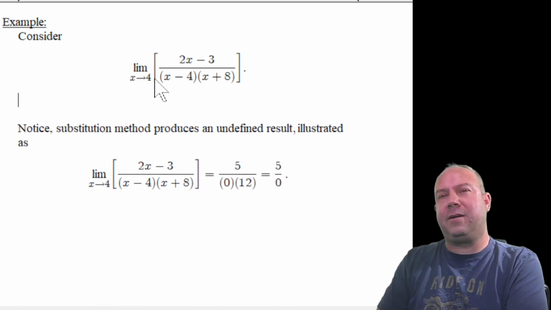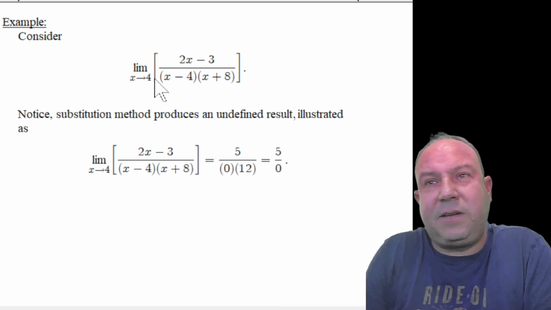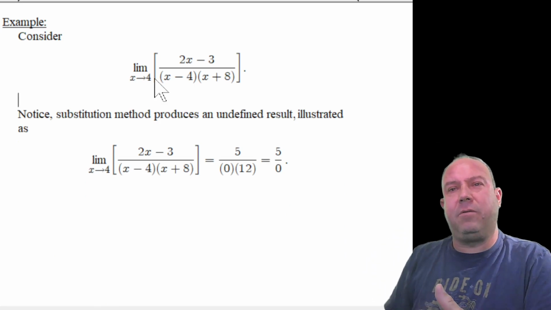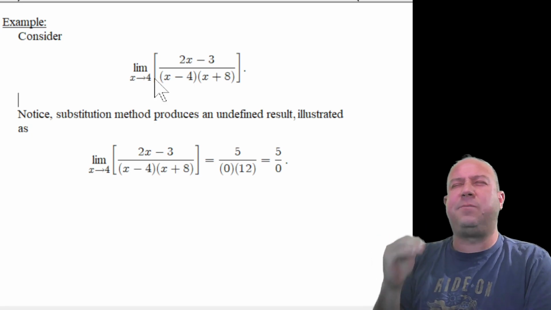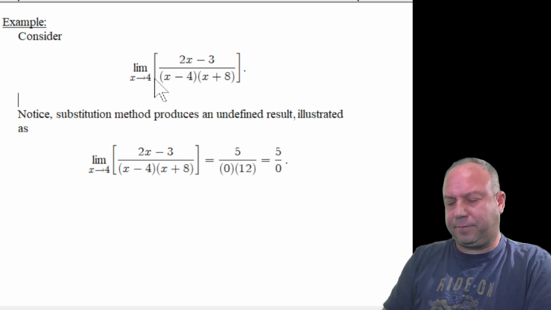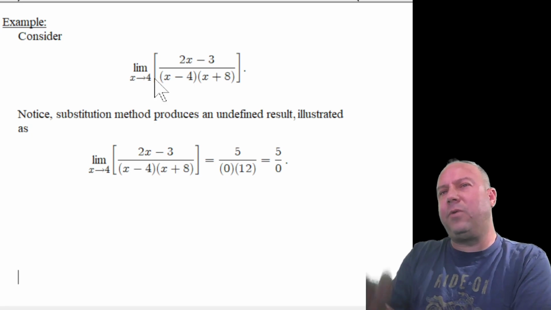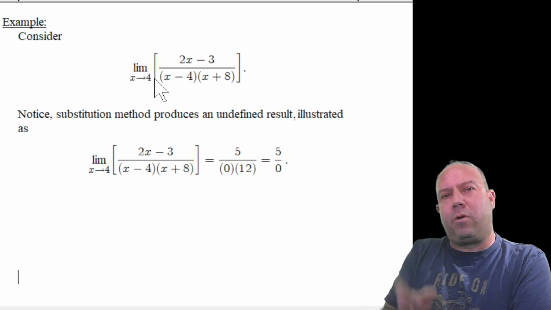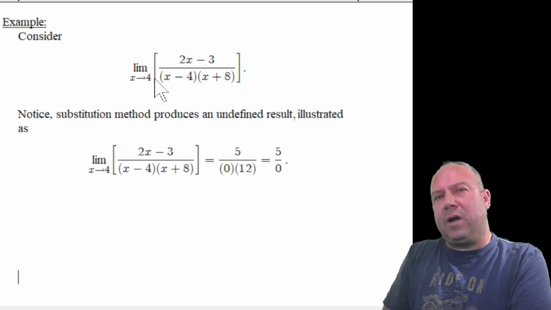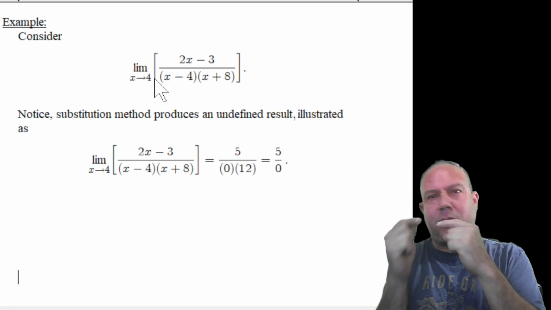I say that here. Notice the substitution method produces this undefined result 5 over 0. It fits that form we've said as p over 0. So right away that tells us in our graph we have a vertical asymptote at x equal to 4. And what we want to now explore is what the right and the left-hand side approaches are going to give us.